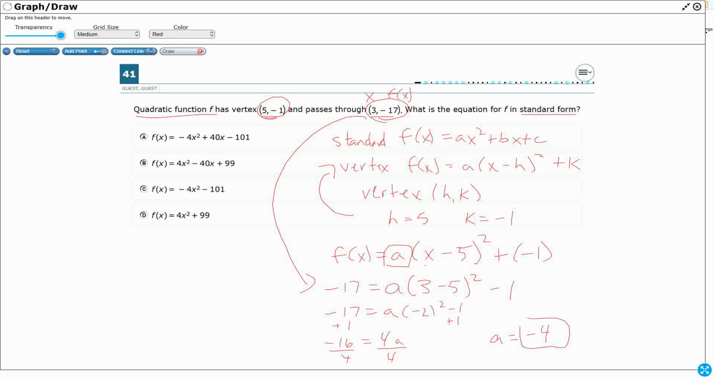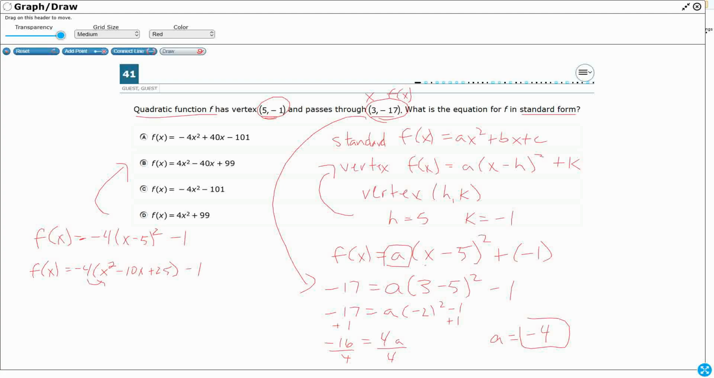So let's plug this back in. F of x equals -4, and then I've got x minus 5 squared minus 1. All I need to do is distribute it out and make it look like this standard form. Okay, so let's go ahead and do f of x, and let's just keep that -4 out there. What is x minus 5 squared? Well, that's going to be x squared minus 10x, if I FOIL it out, plus 25 minus 1.